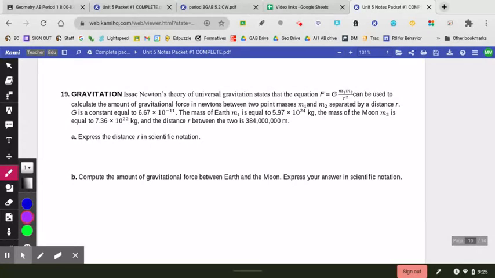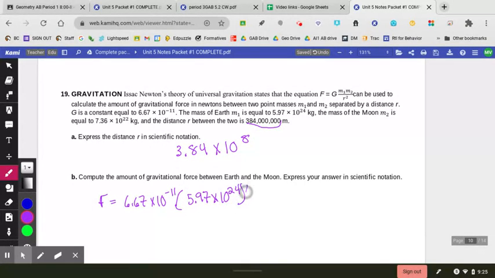384 million. So express the distance R in scientific notation. So again, I want to move my decimal so that it's between the 3 and the 8. So that'd be 3.84 times 10 to the 8th. Now compute the gravitational force between Earth and Moon. So we're going to do F equals 6.67 times 10 to the negative 11th times Earth, which is 5.97 times 10 to the 24th times 3.84 times 10 to the 8th.